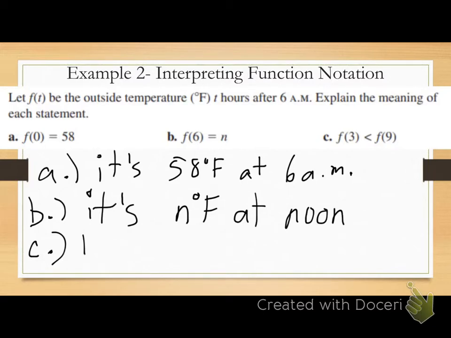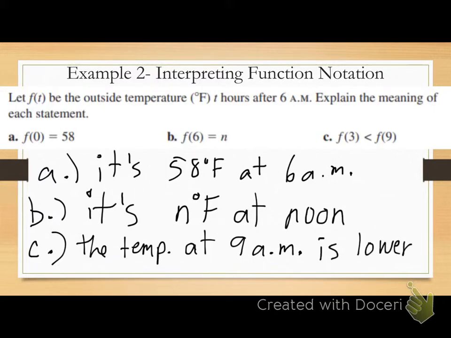So the temp at 9 a.m. is lower than the temp at 3 o'clock p.m. And that's what the statement's saying, right? Does everyone understand how letter C is saying that? Are we good with example 2, or do we have any questions or confusion? Okay.